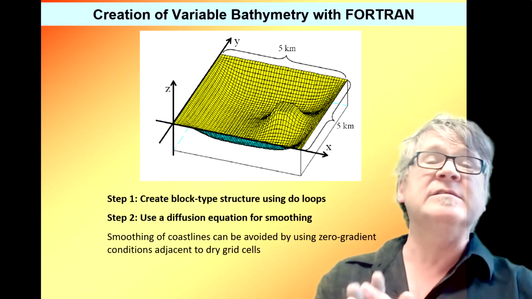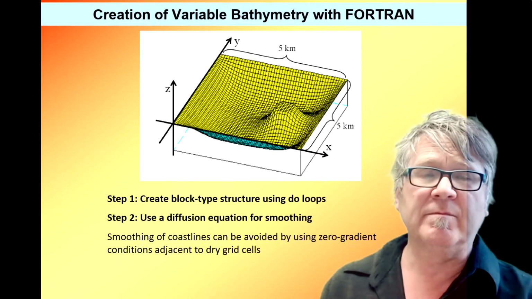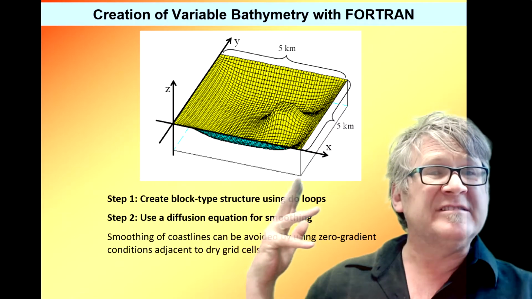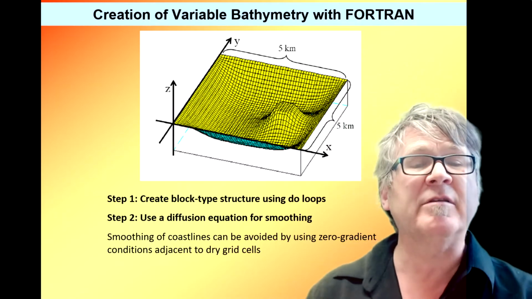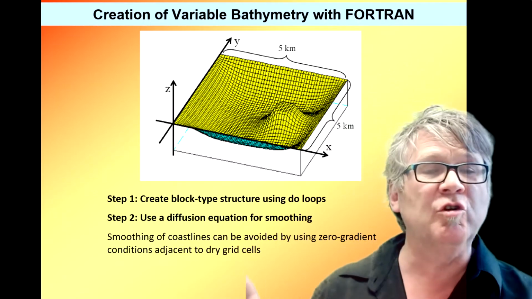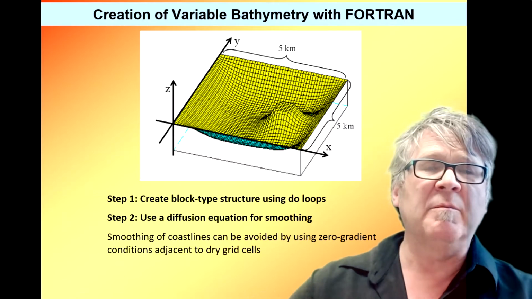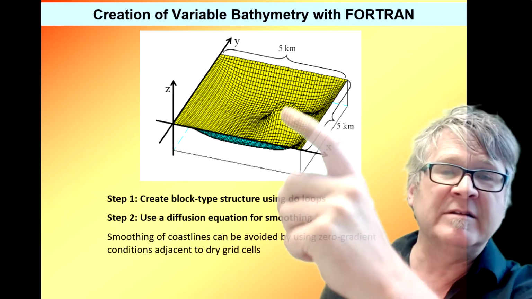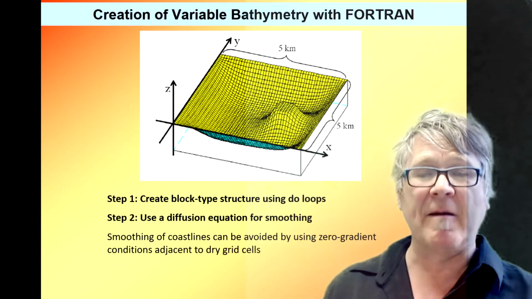So what I did is I actually created a Fortran script that starts with a block type structure. Block type structure is you just use do loops and your specified regions where you have a much shallower region. Like here you can see this basis of a cube that you just placed somewhere.